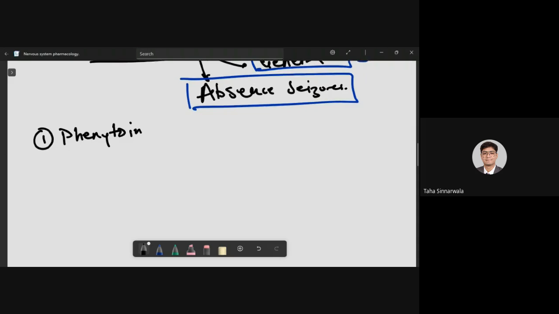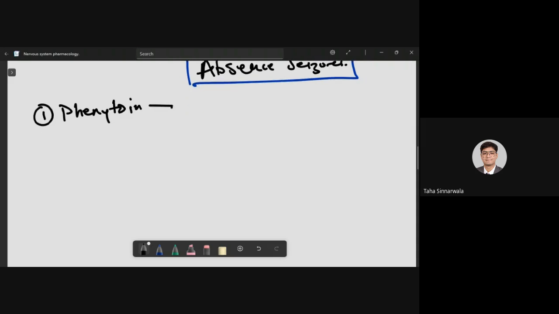Phenytoin is responsible for the treatment of very focal seizures. Let's say they have a focal seizure, it's not generalized, only one part of the body is being affected, or one specific region of the brain is being affected. You want to give these patients phenytoin.